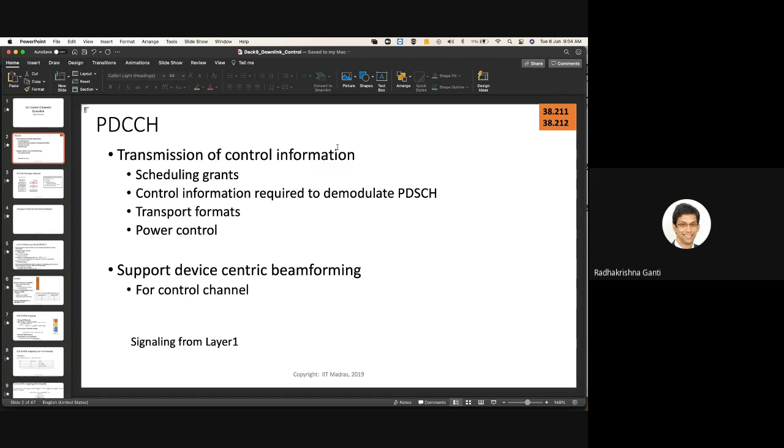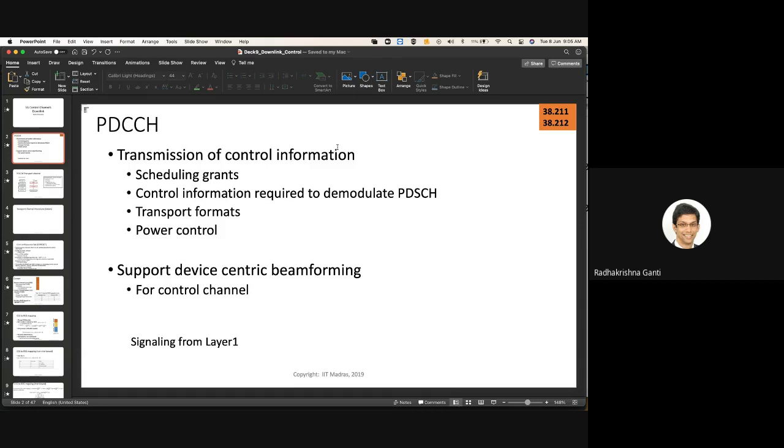For example, it will tell you what modulation it used, what coding it used. Similarly, it will also indicate what modulation and coding has to be used in the uplink. So everything is determined by PDCCH. And what the power control is, what the MIMO precoder matrices to be used are, all those things are told by PDCCH.